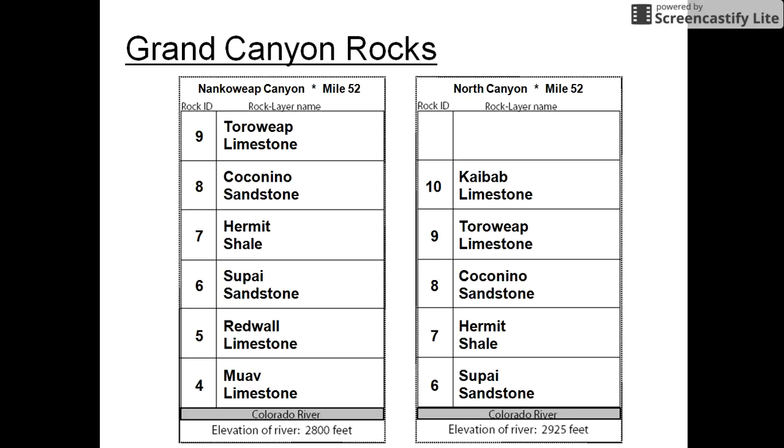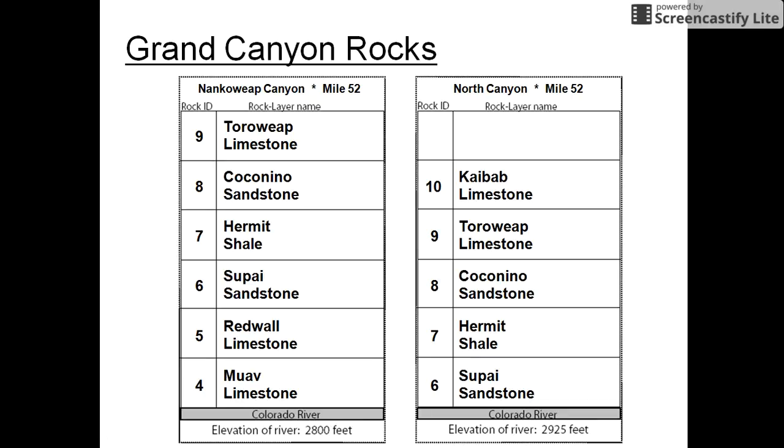that hopefully they will discover that what's going on here is not that the Hermit Shale is at different heights above the river. If they look at the bottom and see the elevation of the river here and the elevation of the river here, hopefully someone will notice, or you might have to guide them to see, that the river is actually changing elevation. At North Canyon, the river is 125 feet higher in elevation than Nankoweap Canyon.